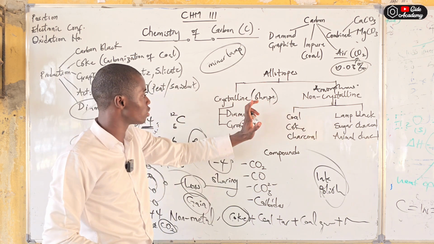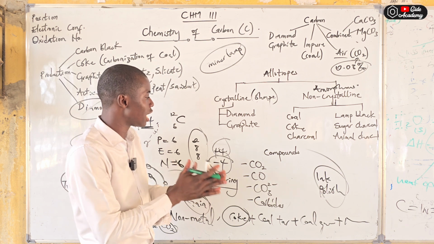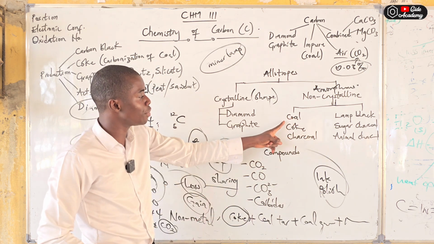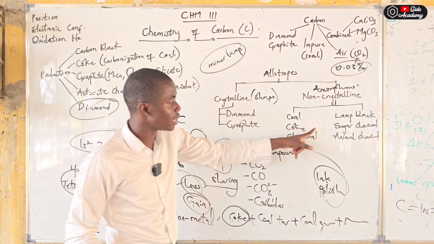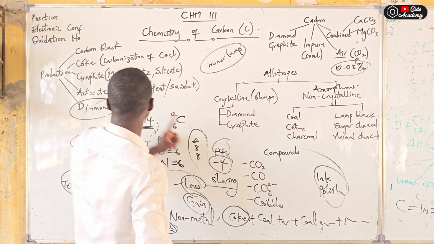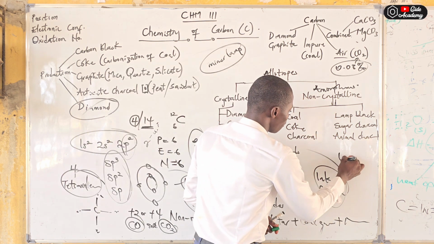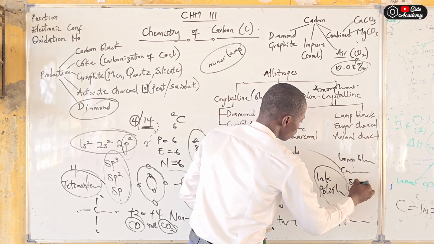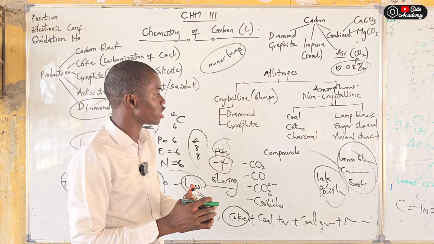So please take note of this. We have two crystalline forms of carbon: either diamond or graphite. While for the non-crystalline, it can be coal, coke, charcoal, or lamp black, which is also known as soot. This lamp black, please take note, you can call it lamp black, carbon black, or soot. These three names are for just one thing, as I've explained earlier.